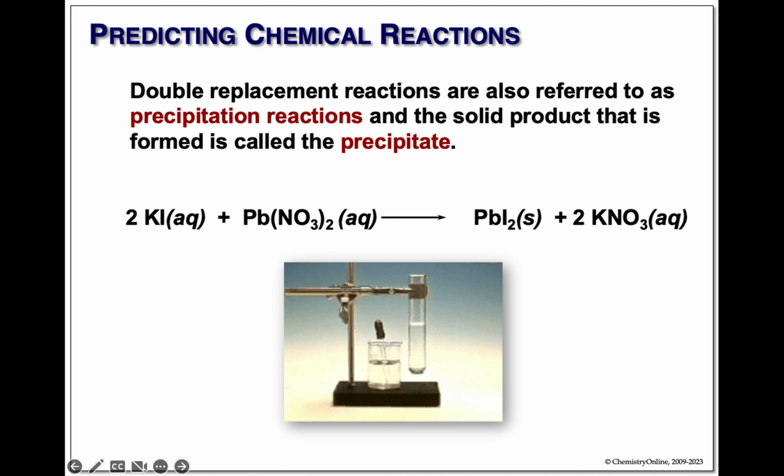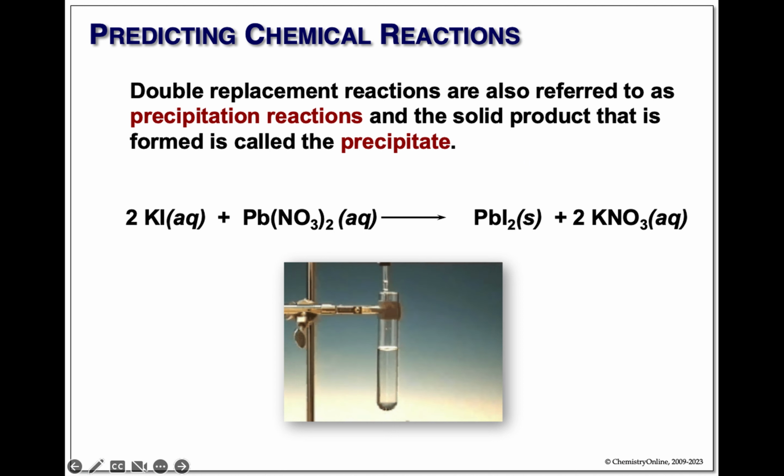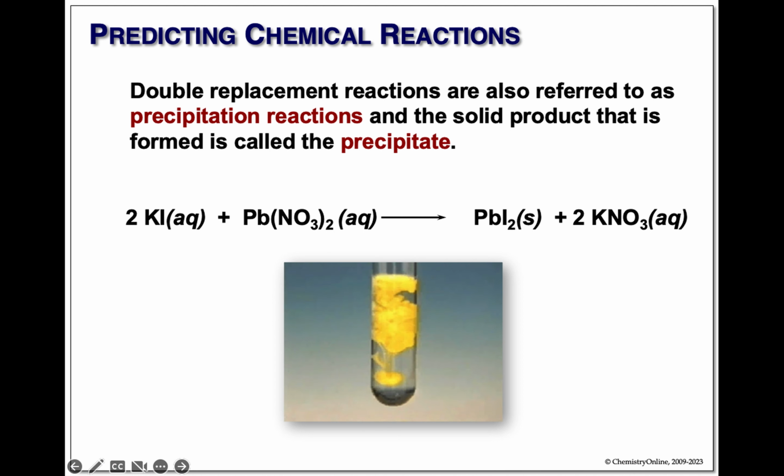The reaction is pleasant to watch. It looks like this. Again, clear solutions. The second they touch, we form the insoluble lead 2 iodide. If you let this sit long enough, it will settle down to a little plug in the bottom of the tube. Very insoluble.